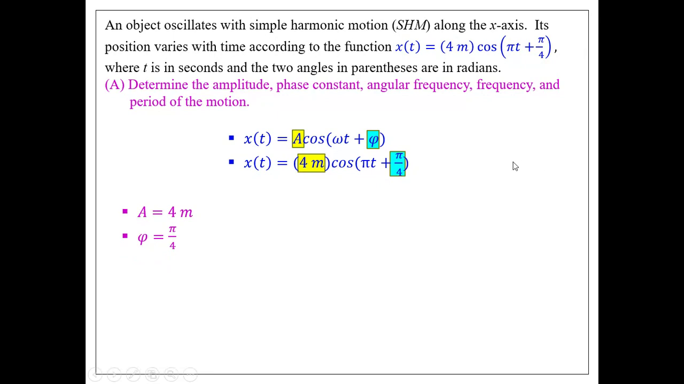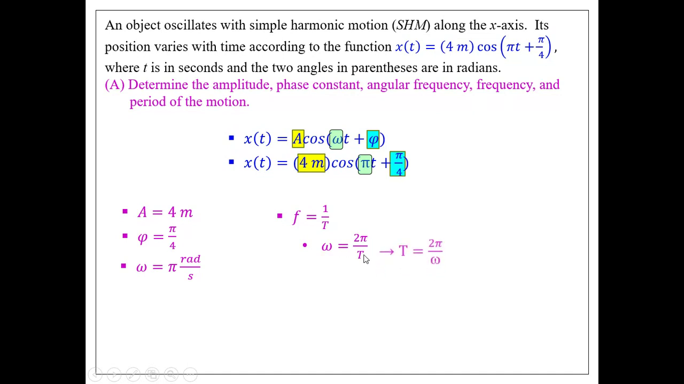The third part wants us to find the angular frequency. Angular frequency is omega, and as you can see in the function given here, omega lines up with pi. So in this case, omega is just pi rad per second. Part 4 of A wants us to find the frequency, which is f. By definition, f is equal to 1 over the oscillation period. Here, I don't know what the period is. What I do know, though, is omega is equal to 2 pi over T.